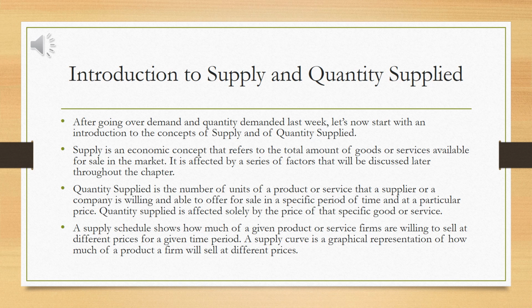Quantity supplied is the number of units of a product or service that a supplier or a company is willing and able to offer for sale in a specific period of time and at a particular price. Quantity supplied is affected solely by the price of that specific good or service. A supply schedule shows how much of a given product or service firms are willing to sell at different prices for a given time period. A supply curve is a graphical representation of how much of a product a firm will sell at different prices.